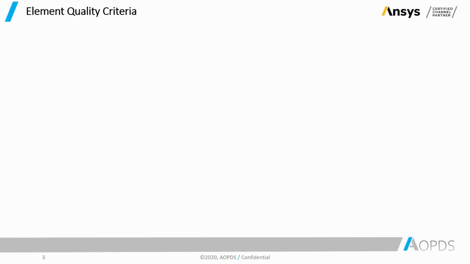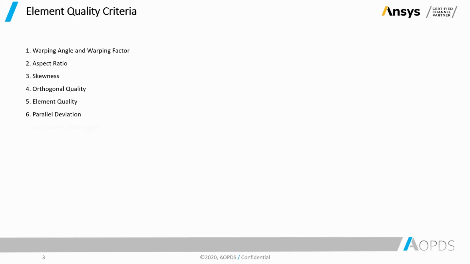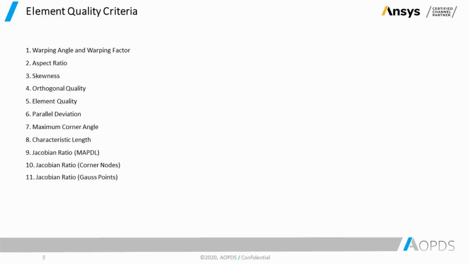Now, what are those criteria? Element quality. The first one is warping angle and warping factor. The second one is aspect ratio. Skewness, orthogonal quality, element quality, parallel deviation, maximum corner angle, characteristic length, Jacobian ratio using mechanical APDL, using corner nodes, and using Gauss points. In this video, we are going to go over each and every one of these criteria, and we will see how in Ansys Fluent and Ansys Mechanical we can measure them and what are the acceptable limits for them.